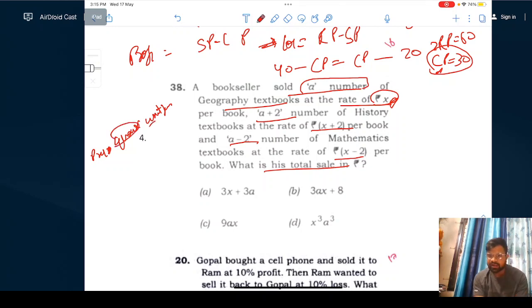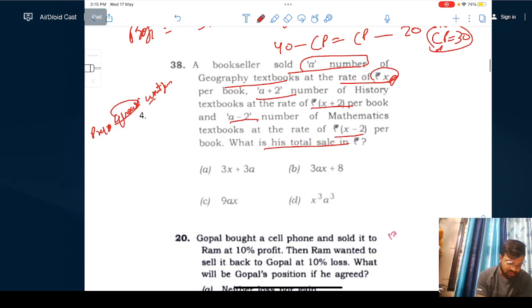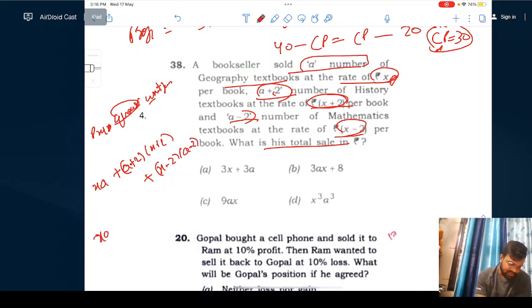So when you add all the prices, it will be X into A, then A plus 2 into X plus 2, and the last will be A minus 2 into X minus 2. When you solve this, it becomes XA plus AX plus 2A plus 4 plus 2X.